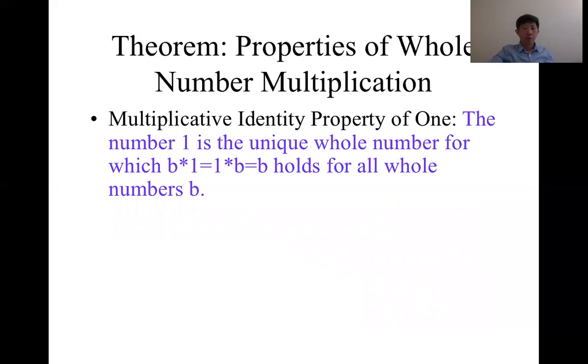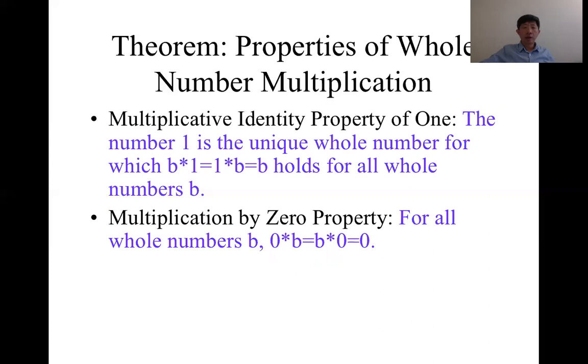So, the multiplicative identity property of 1. The number 1 is a unique whole number, where B times 1 is equal to 1 times B, which equals B. This holds for any whole number B. So if you take any number, like 5 times 1, which is equal to 1 times 5, that is equal to the number 5.